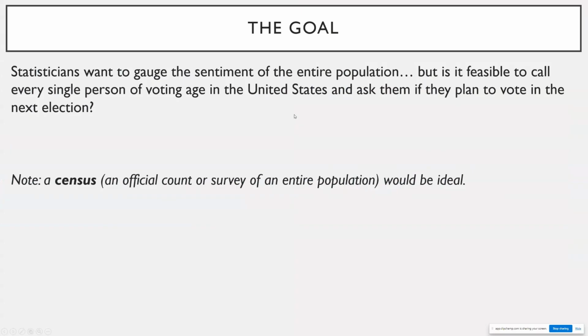All right, so let's think about that. What statisticians want to do is gauge the sentiment of an entire population. So, are you going to vote in the next presidential election? But here's the question: is it feasible to call every single person of voting age in the United States and ask them if they plan to vote in the next election? No, you can't possibly call every single person in the United States. It's not possible for a variety of reasons.